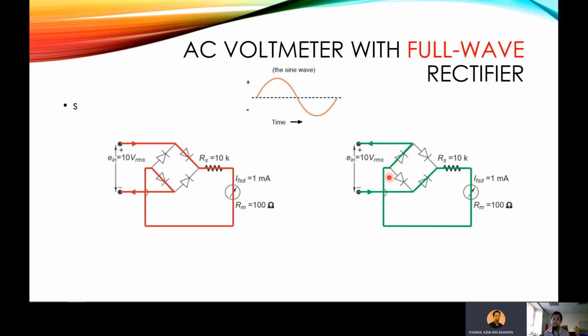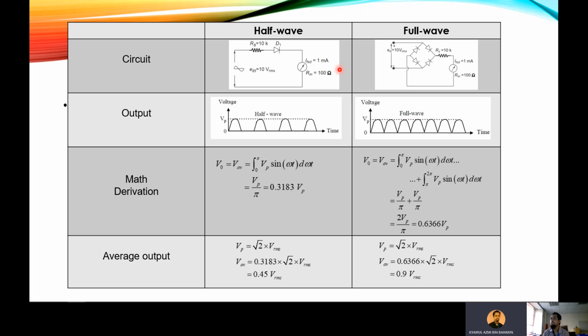If you look at the next table, you see the types of output that you are going to get. This is the circuit for half wave and full wave. For half wave, you are only going to get the voltage during the positive cycle only. During the negative cycle, it is going to be 0, and it's going to repeat itself.